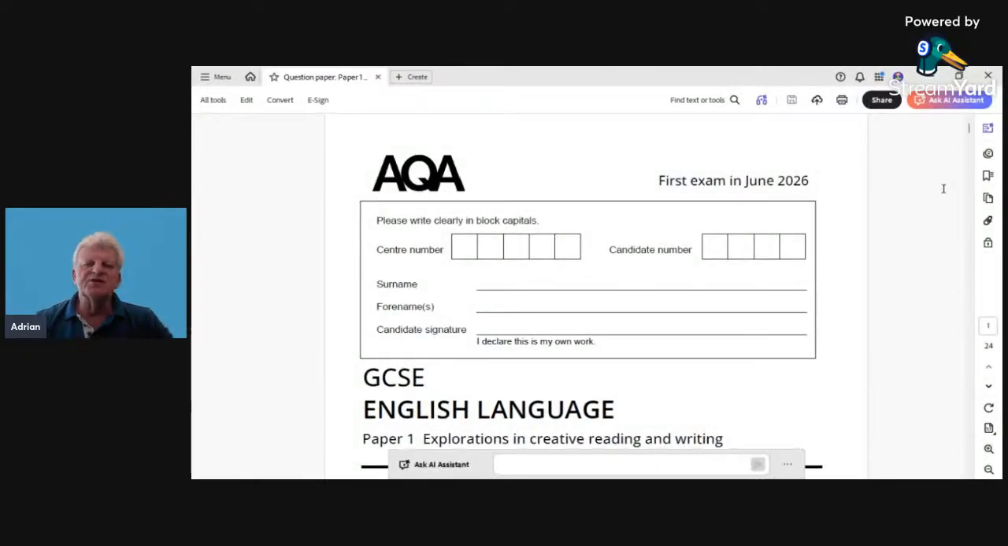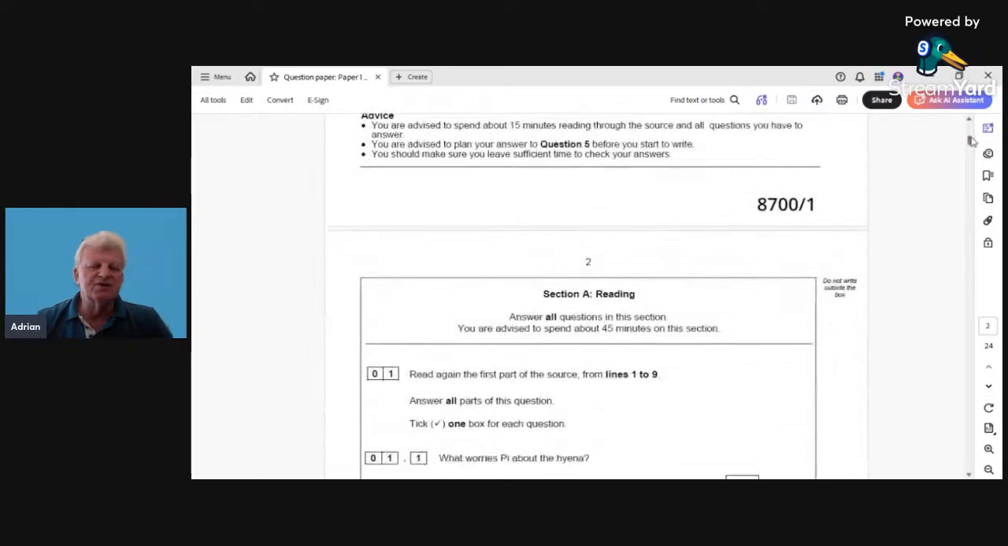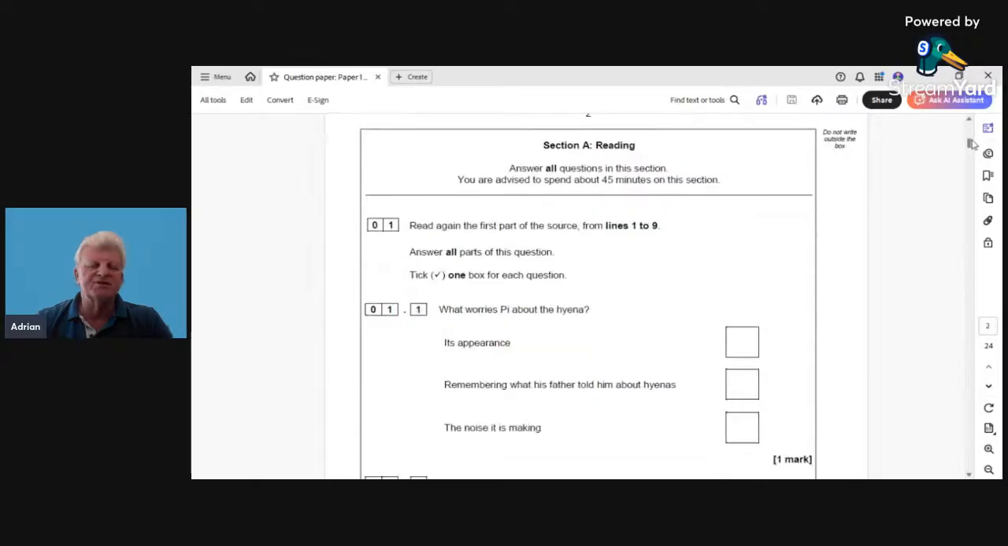So when we look at this, this is the new format and it's June 2026. So we're going to look at each question in turn and look at what basically is the skill that the students have to learn. So here we've got: read again the first part of the source from lines 1 to 9, answer all of the parts of this question. So what you're getting is you're getting 4 questions in 4, and you have to make 3. You have 3 choices, and then you have to make a choice.